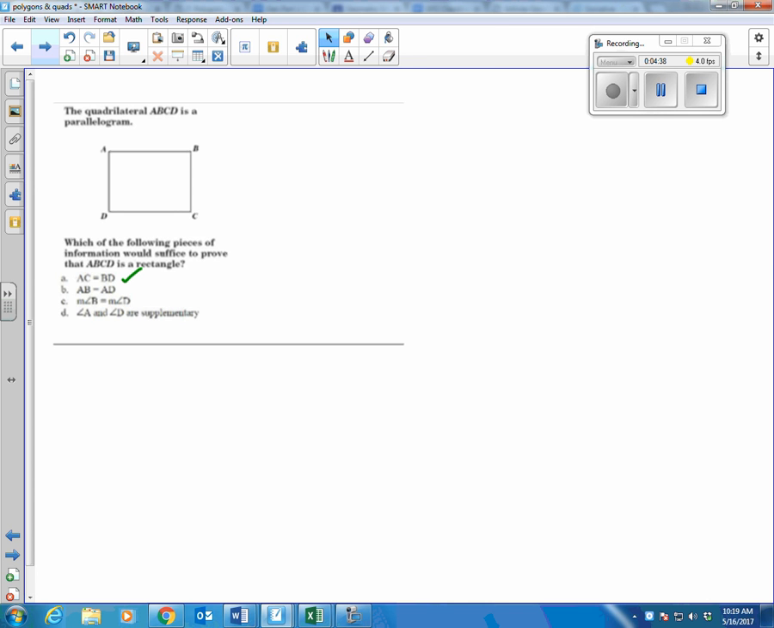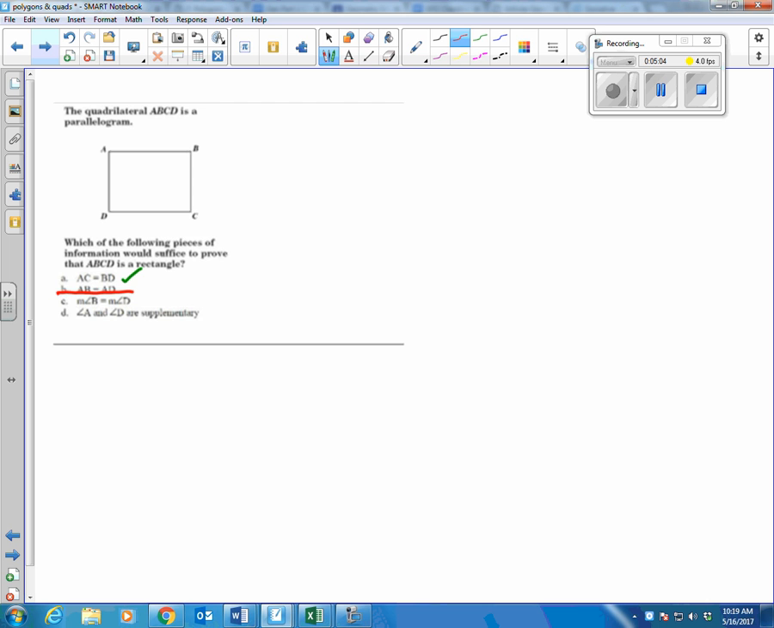When we go through B, B says that AB is equal to AD. So AB is equal to AD. Well, that doesn't really help prove to us that that's a rectangle, because that's not telling me opposite sides, opposite angles, any of that. So that one doesn't help us. So we can cross through B. Okay?